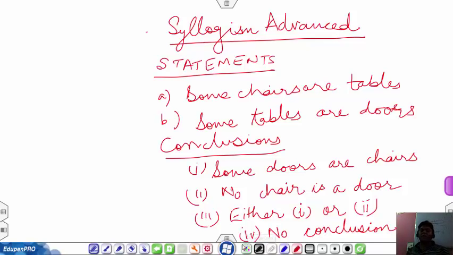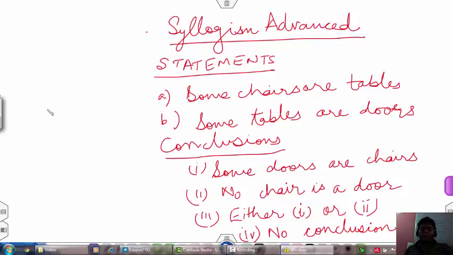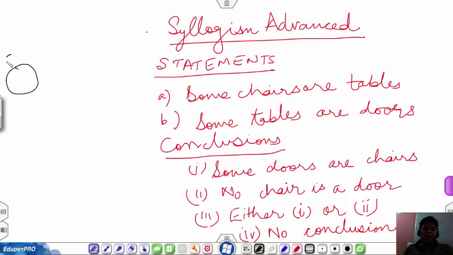Again, one traditional way to do the question would have been to draw a Venn diagram. Now how do you draw a Venn diagram for it? That becomes a lengthy method, right? One way is some chairs are tables. So I'll put one circle for chairs. Some of the chairs are tables. Second statement says some tables are doors. So some of the tables are doors, right? Then this is one possibility.